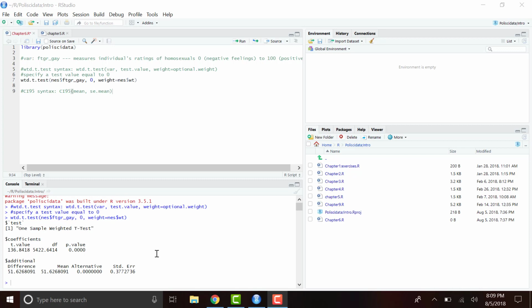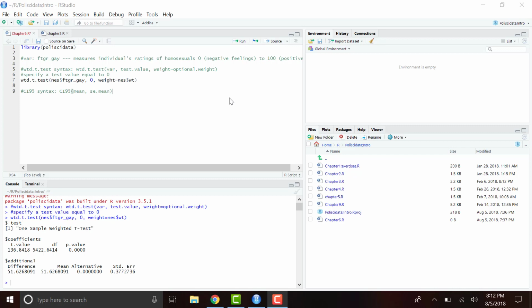So as you can see from down here in the mean section of our additional output, respondents rated gays at 51.63 on average. So our question is, how closely does this sample mean, 51.63, reflect the sentiments of the American electorate, the population from which the sample was drawn? So that answer is contained in the standard error of the mean, which is right here in our additional output, 0.377. And now that we have the standard error, we can start our CI95 function.